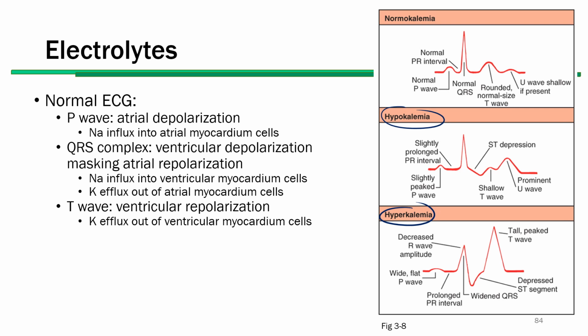So if we look at this normal ECG, the normal P wave is sodium influx. QRS, sodium influx into the ventricles; this was the atrium. And potassium efflux from the atria. And the T wave is potassium efflux from the ventricles.